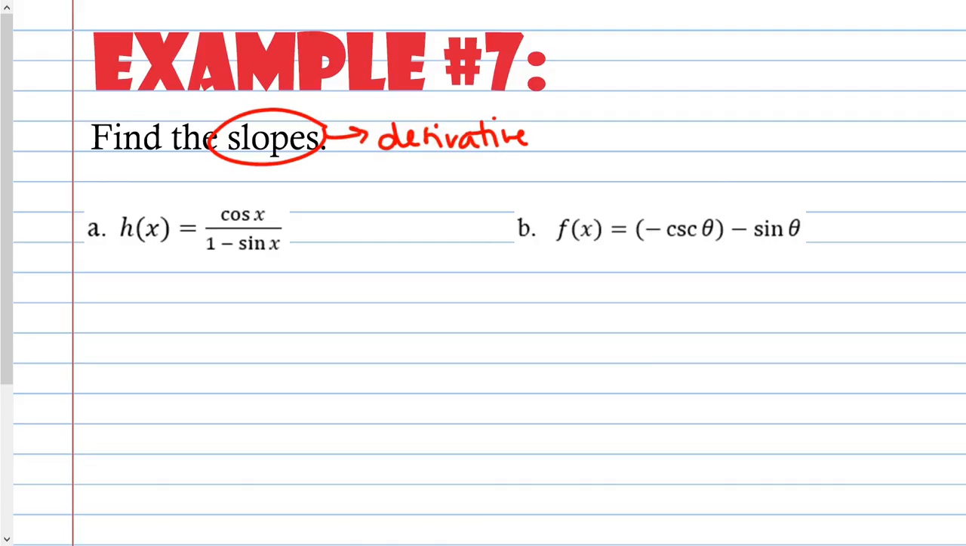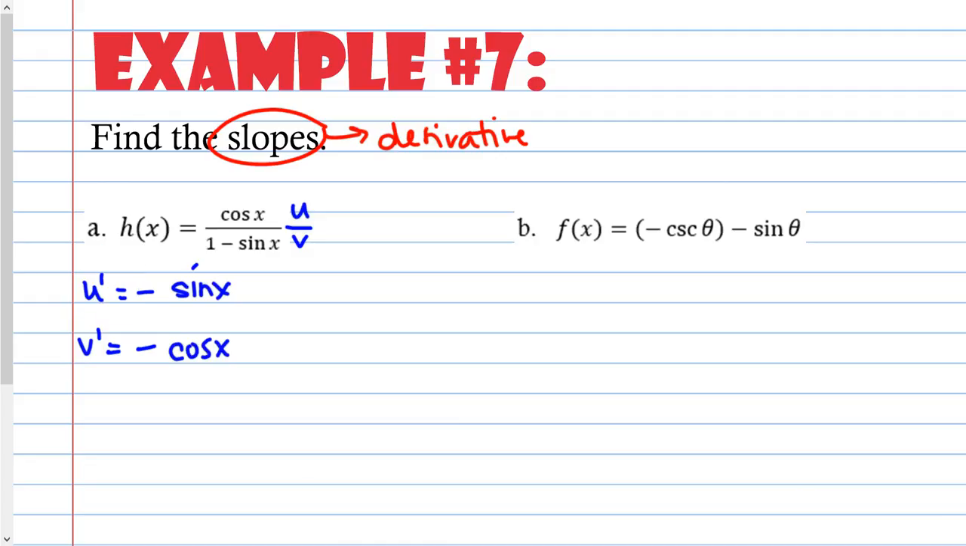So the first one, let's call this u on top, and this is v. So therefore, u prime is the derivative of cosine, which is negative sine x. And then v prime is the derivative of 1 minus sine x. The 1 becomes 0, and then the negative sine x becomes cosine x, but the minus makes it negative. So again, the derivative of sine x is cosine x, but because there's a minus, that's why my derivative is negative. No other reason. Now the derivative of cosine x is negative sine x. So that's why that has a negative there.